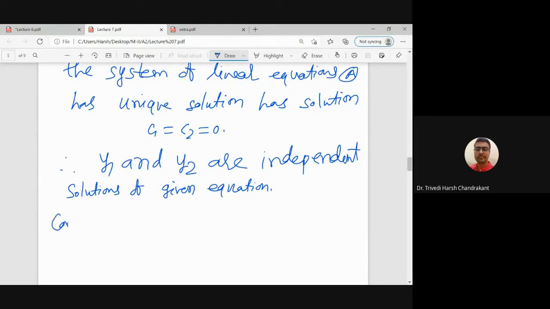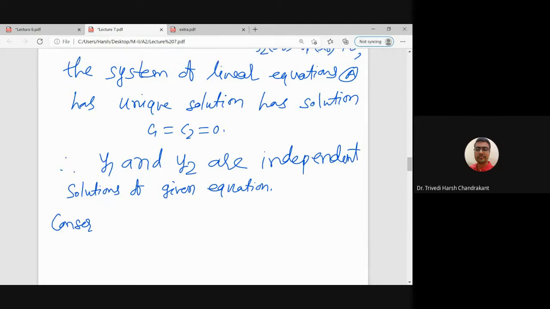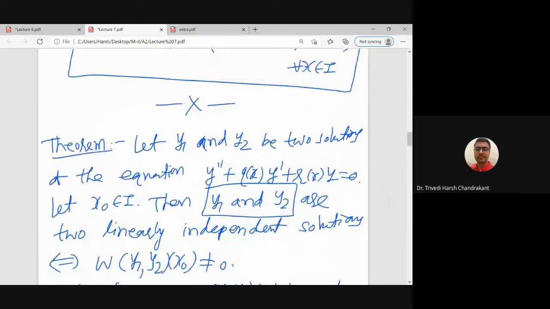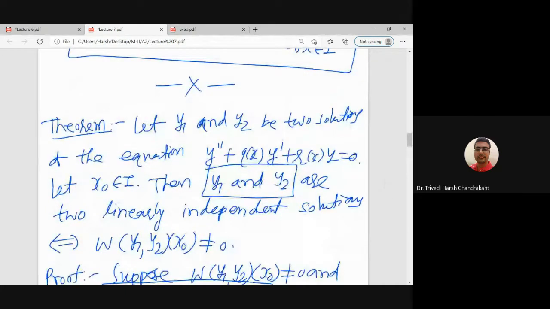Now the converse of this. In the converse, what we need to show is that the solutions being linearly independent implies the Wronskian is non-zero at a particular point, right?